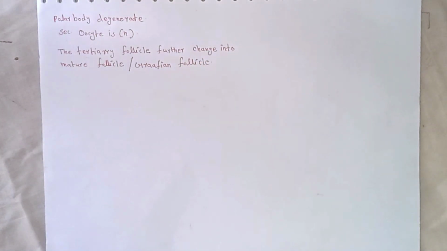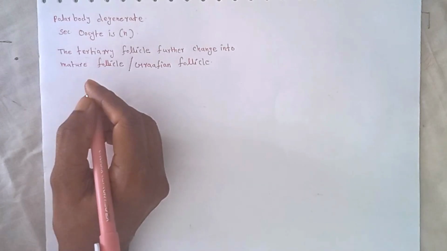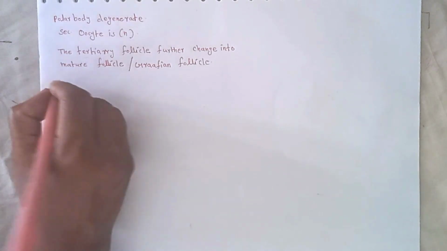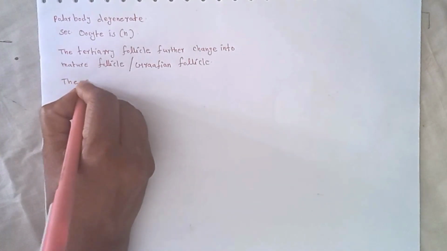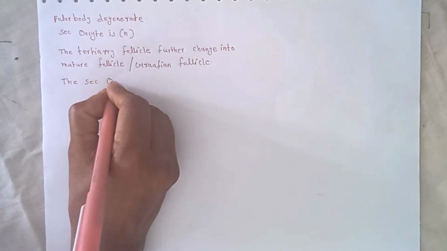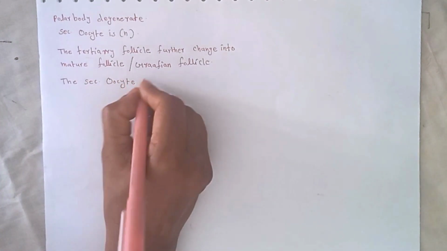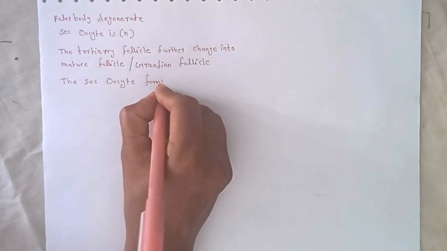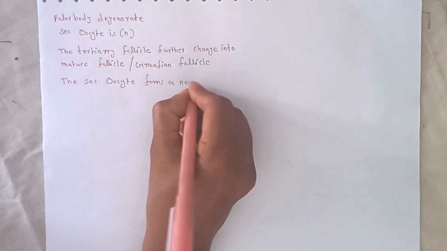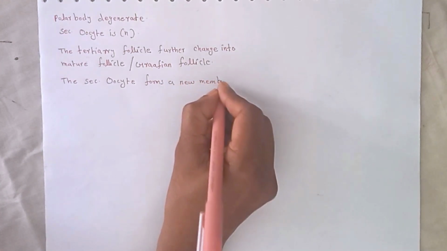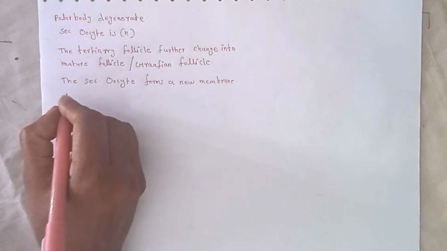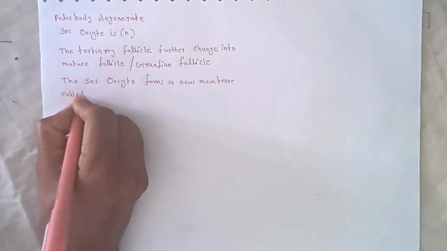The secondary oocyte is the product of meiosis 1. The follicle is the covering, and the secondary oocyte is the product of prophase 1. The secondary oocyte forms a new membrane called zona pellucida.